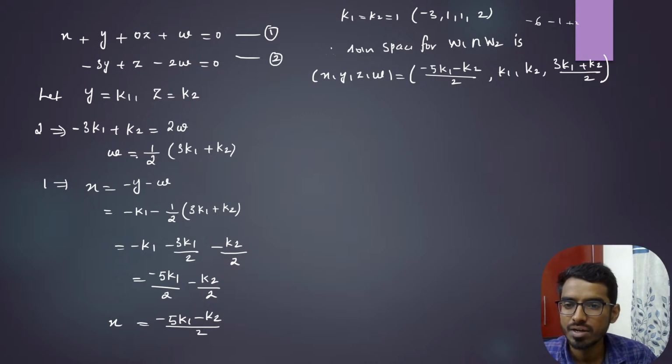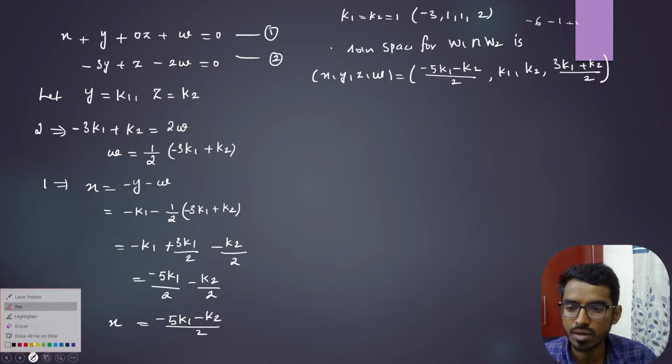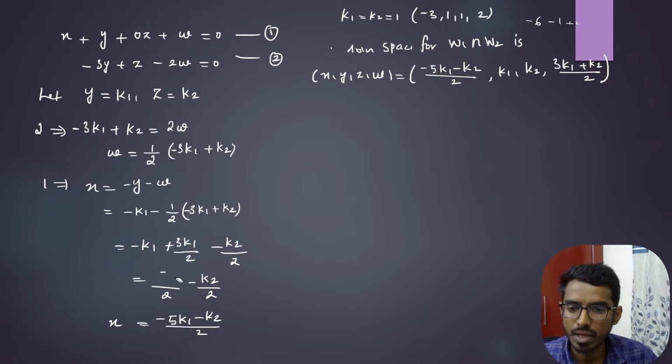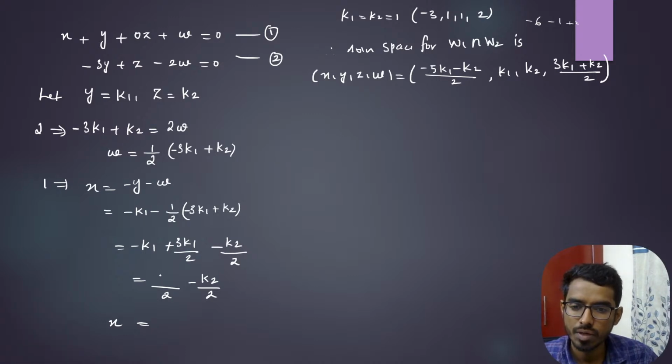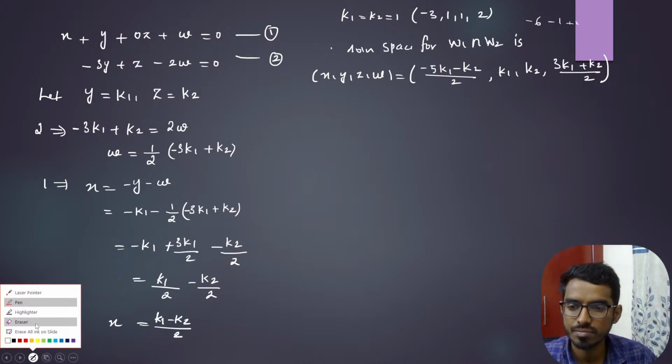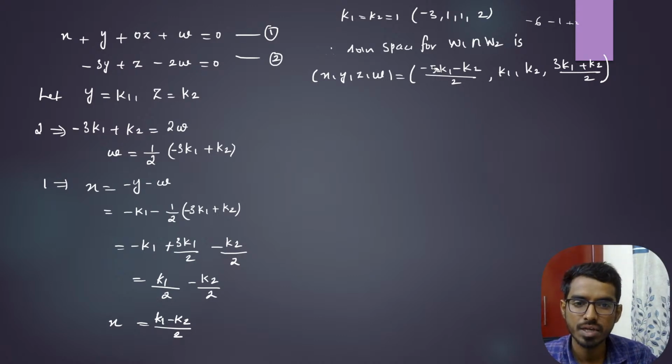Minus k1. That means minus 3k1 will be plus 3k1, and this will be minus 2k1 plus k1. So this will be minus 2k1, k1 by 2. So k1 minus k2 by 2. This is your x: k1 minus k2 by 2.